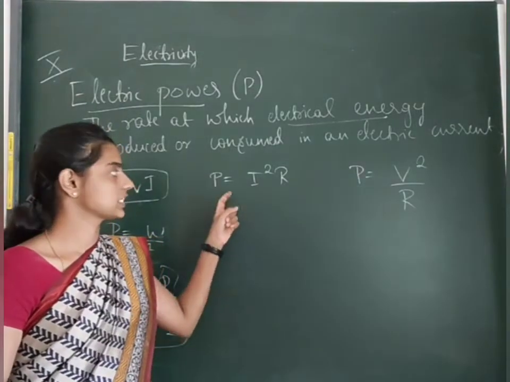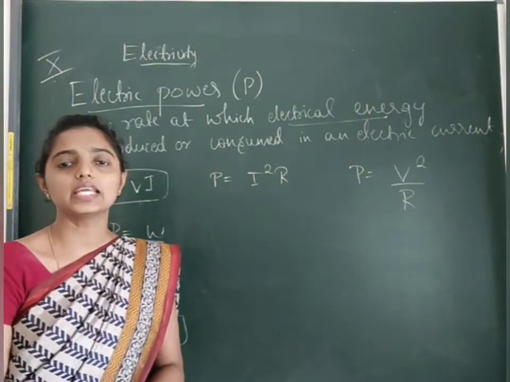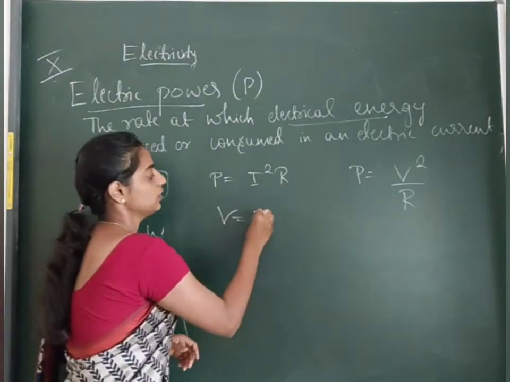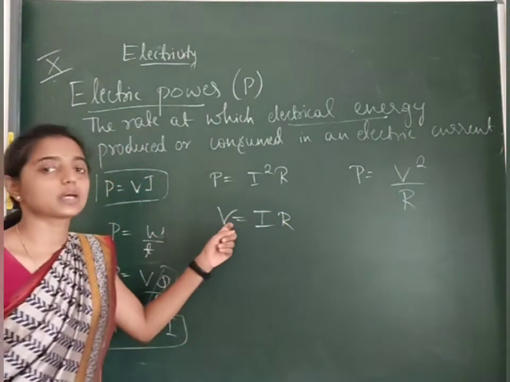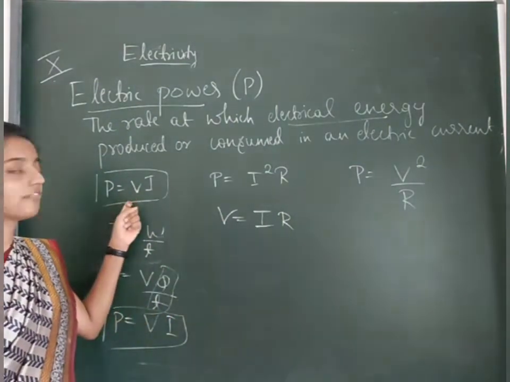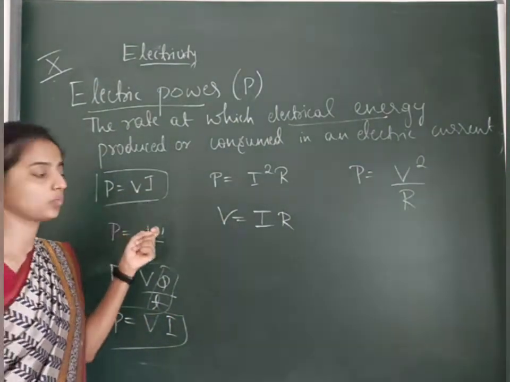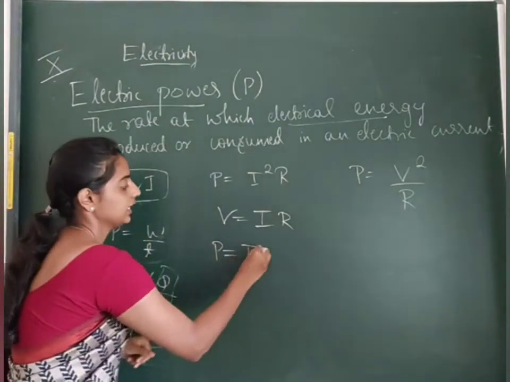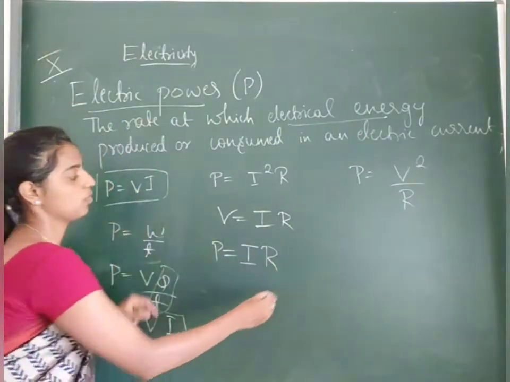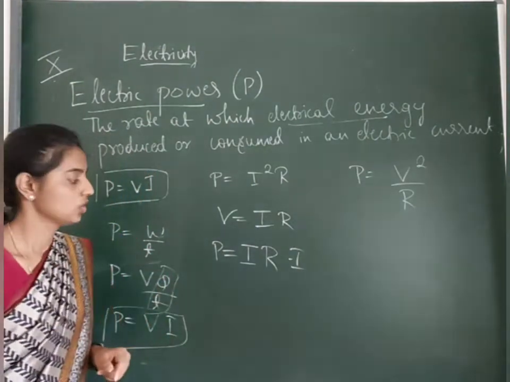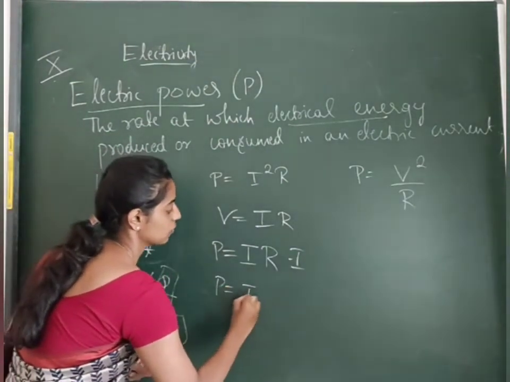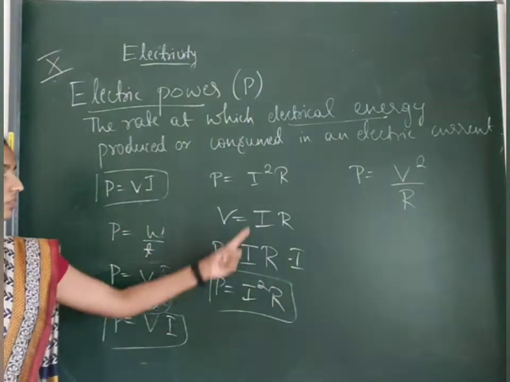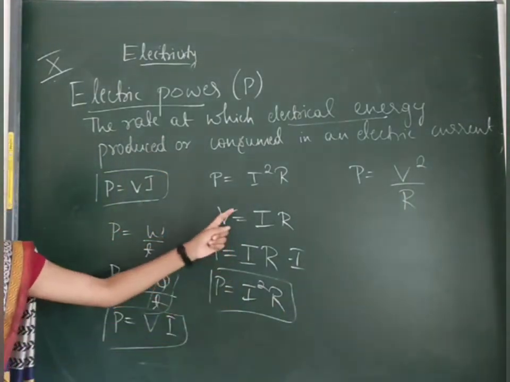Now how did we get the equation P is equal to I square R? Let us recall Ohm's law, V is equal to IR. Substitute this value in the first equation, that is P is equal to VI. That means P is equal to IR, and one more I we have here. So what happens? P is equal to I square, and after the small modification we get P is equal to I square R.